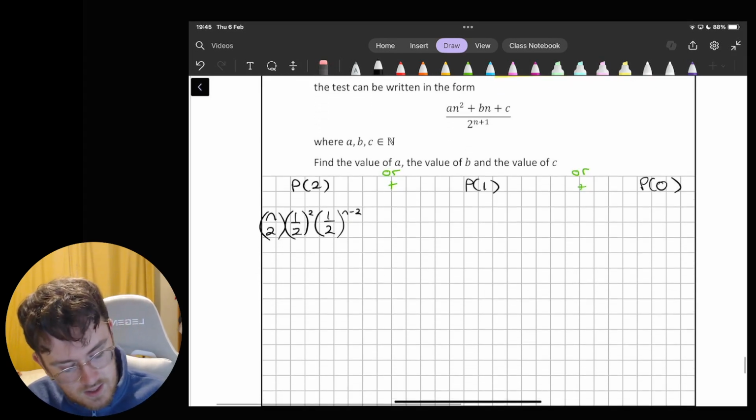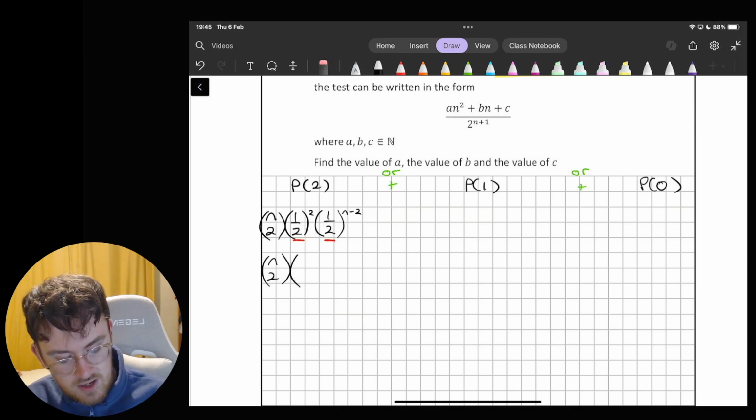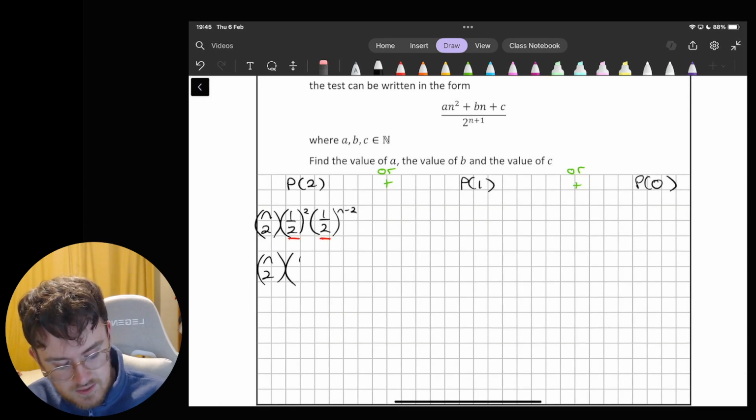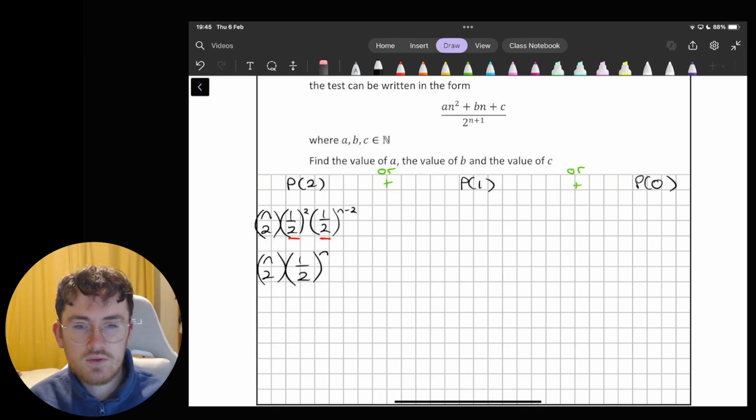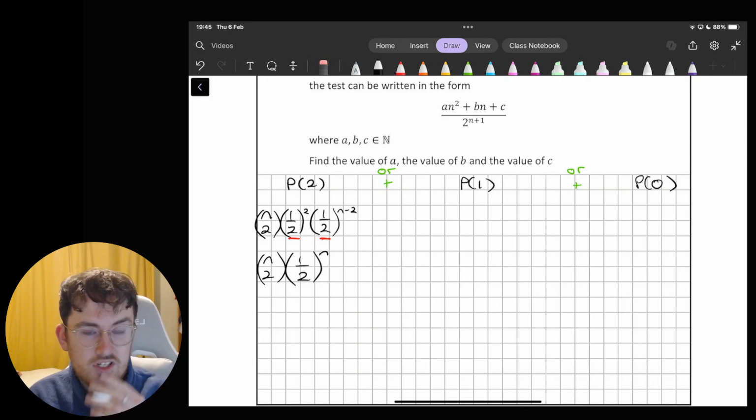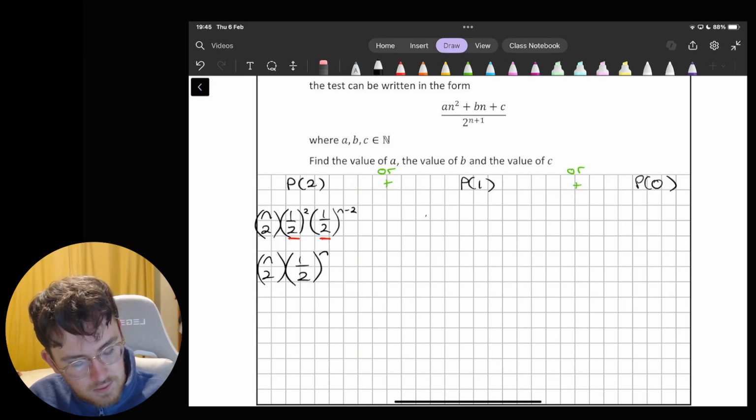Simplifying that then, n choose 2, because both of these have a base of a half, we can apply our indices rules here, which would tell us to add the powers. So that would be 2 plus n minus 2, which just gives me a power of n here. It kind of works for us here that a half, a 50-50 chance, works for us in terms of the probabilities. The probability of 1 is n choose 1, a half to the power of 1, and then a half to the power of n minus 1.